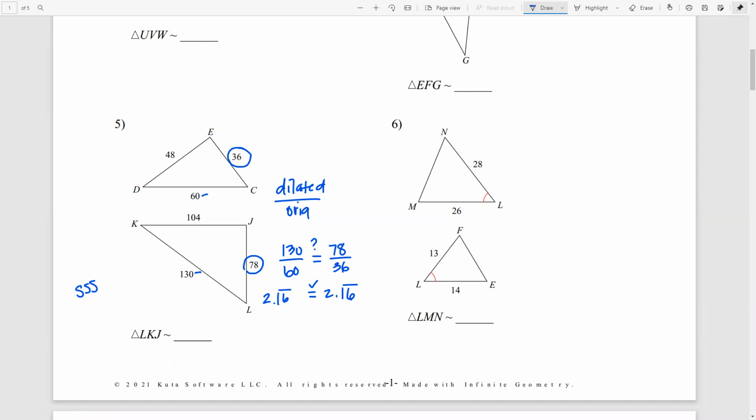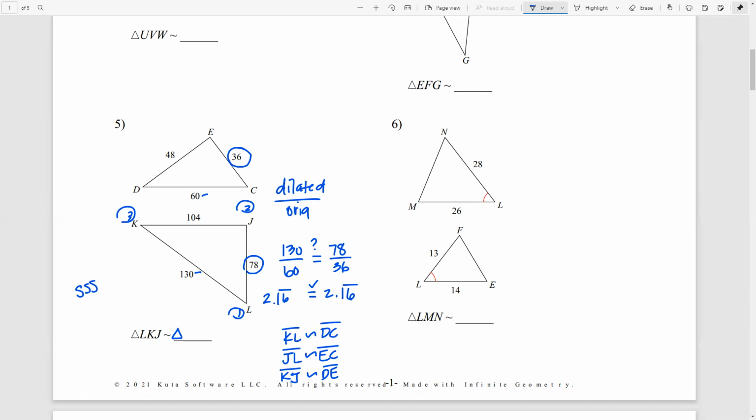Therefore, I know that this KL side has to be similar. I'll use that similarity symbol instead of the congruent because they're not equal to my DC side. The JL corresponds to my EC. And then finally, the KJ must be corresponding to the DE part. Okay, so let's make our similarity statement here. I have triangle LJK, 1, 2, and 3.